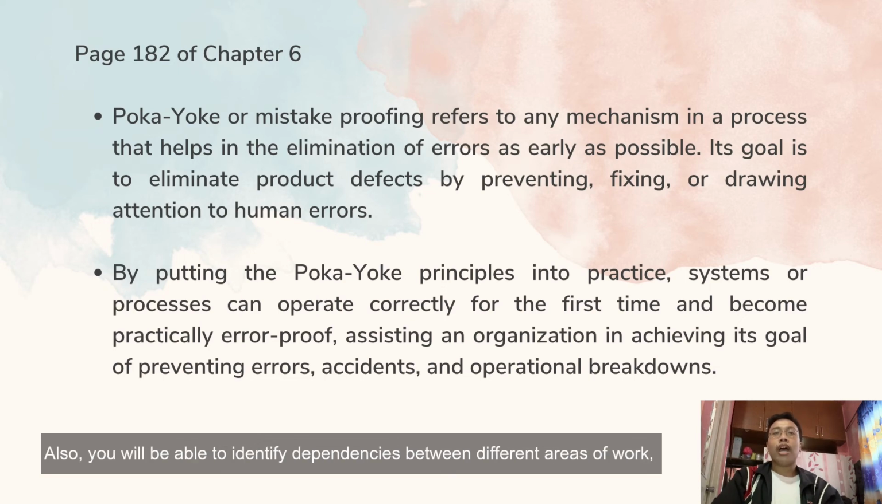Also, you will be able to identify dependencies between different areas of work, which means that one area cannot be started without consideration for others first.